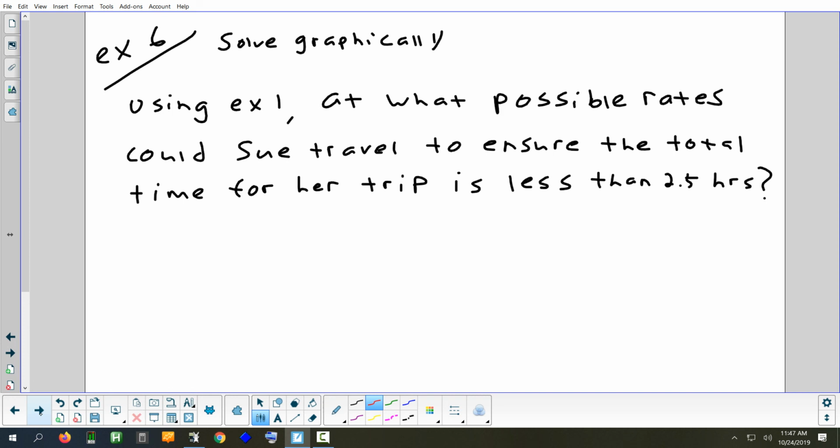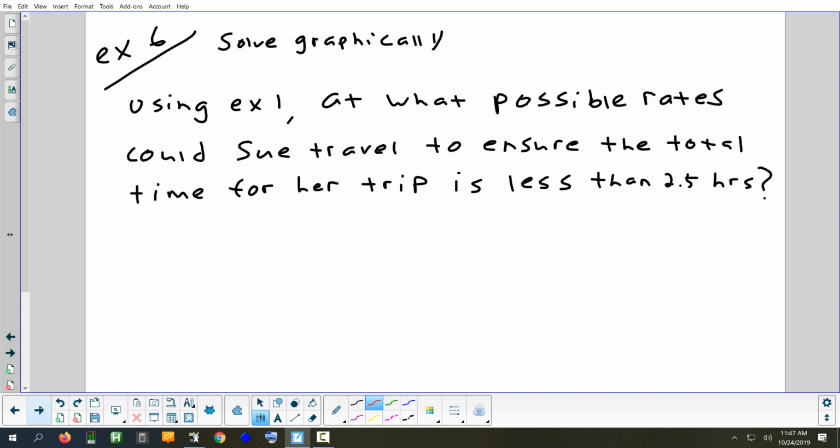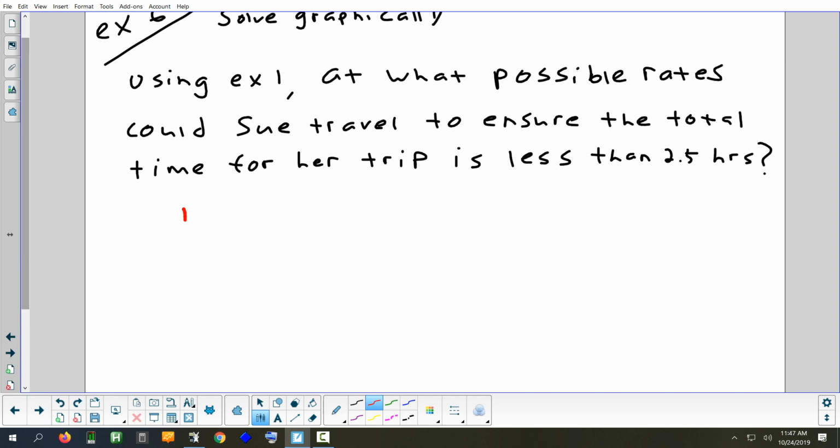Okay, so going back to the problem we had. At what rate could Sue travel to make sure the total time for her trip is less than 2.5 hours? So now we're switching gears from an equation to an inequality. So we want the total time for her trip to be guaranteed to be what? 2.5.